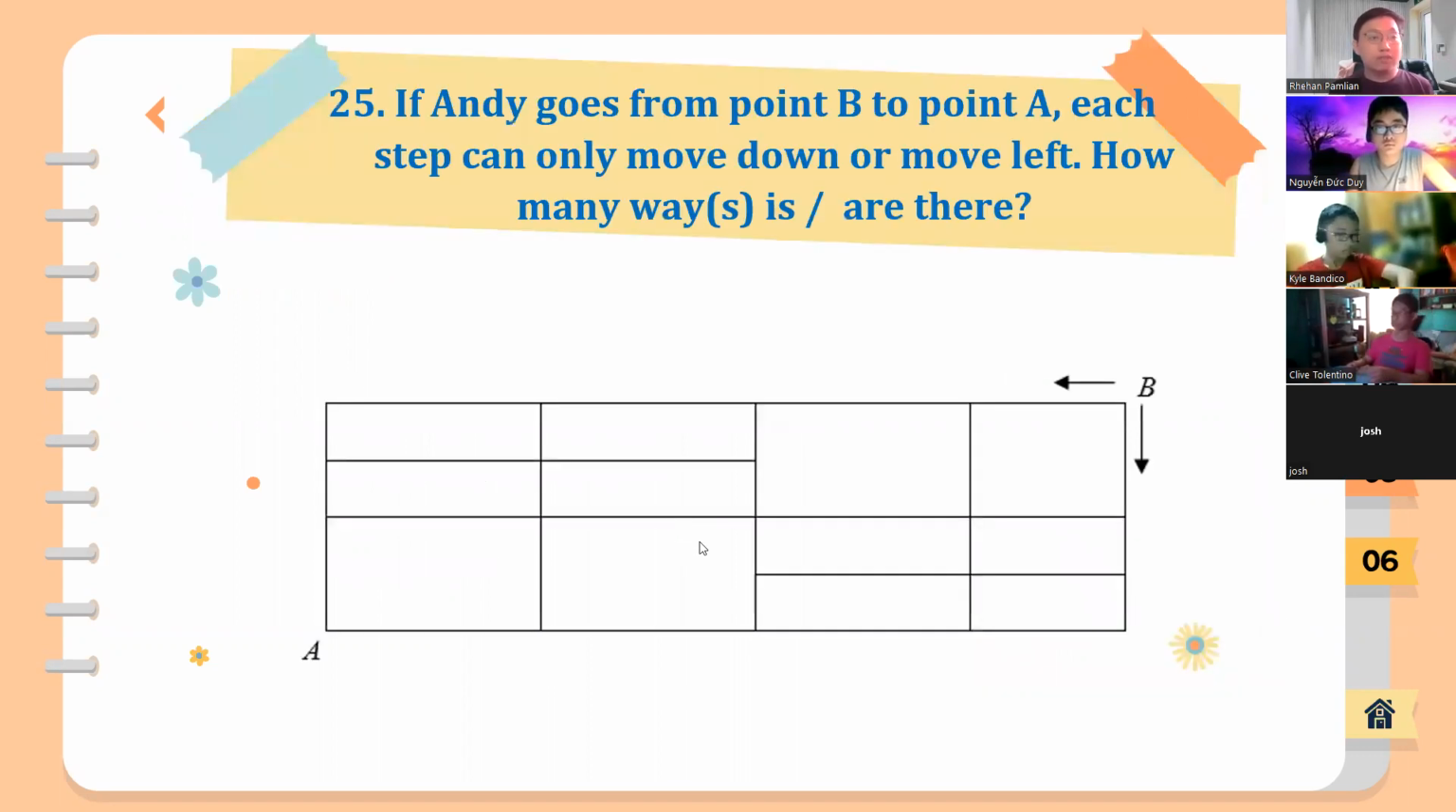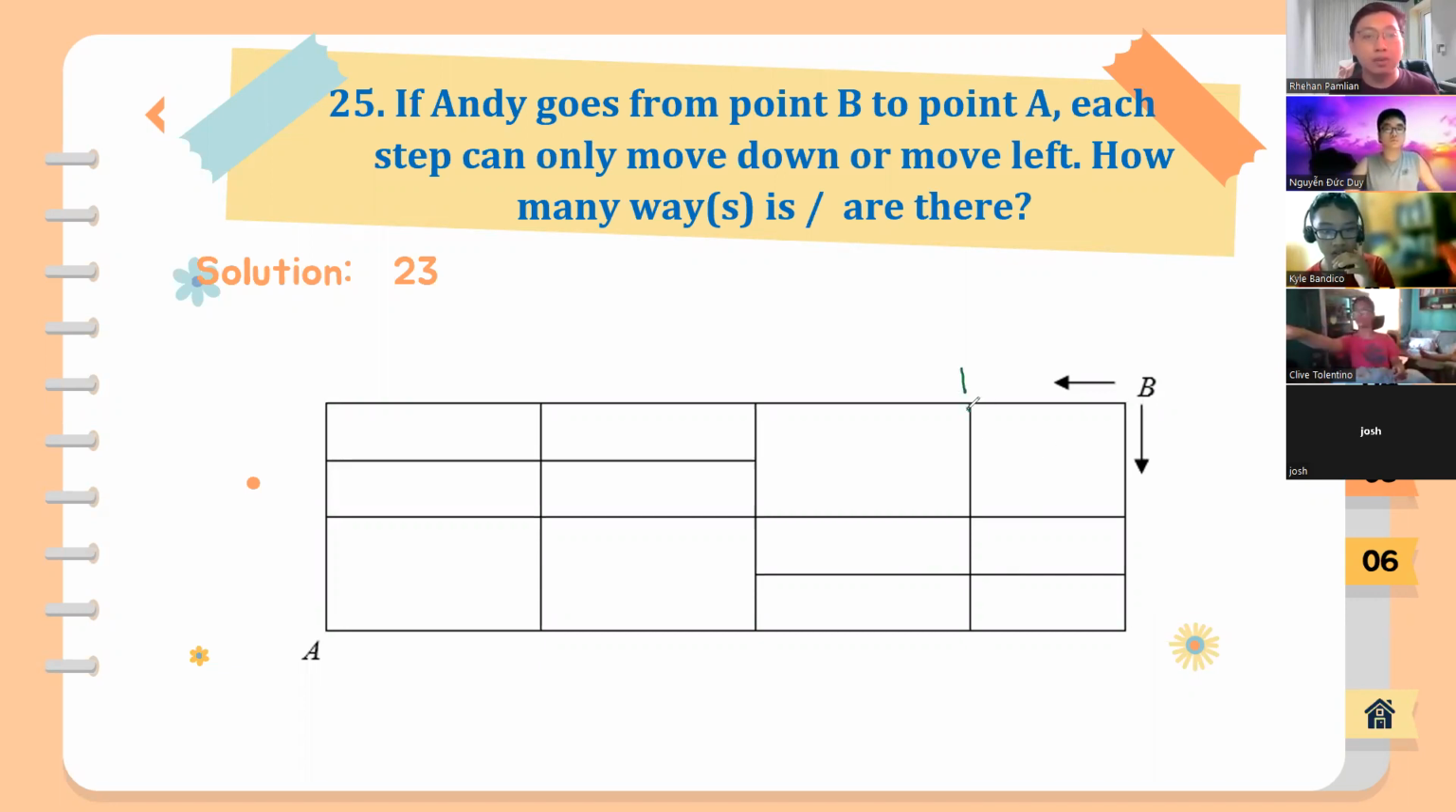So proceeding with number 25, if Andy goes from point B to point A, each step can only move down or move left. How many ways are there? So there's 23 ways. How do we solve this? Again, this is basically the same as the previous problems that we had. Counting, you just need to do counting.